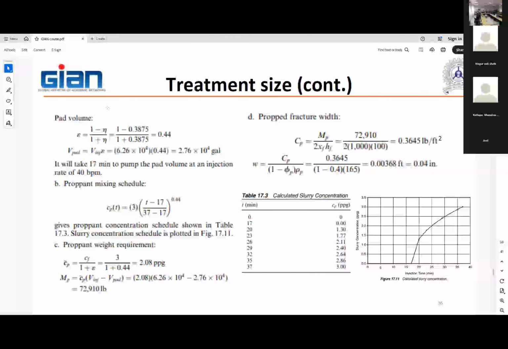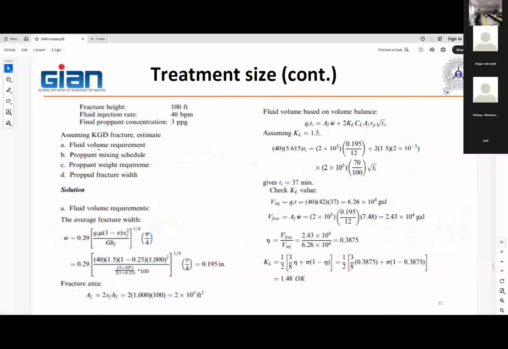So now we got the answers to all our questions. What is the fluid volume requirement? What is the proppant mixing schedule? What is the proppant weight requirement? And what is the propped fracture width? So using these calculations, we got all the parameters we wanted.